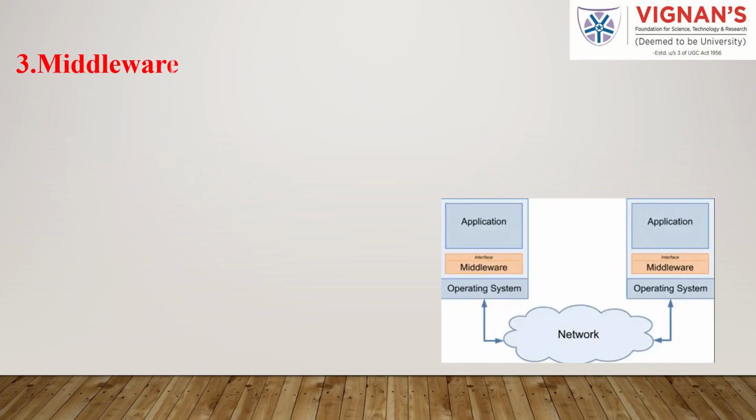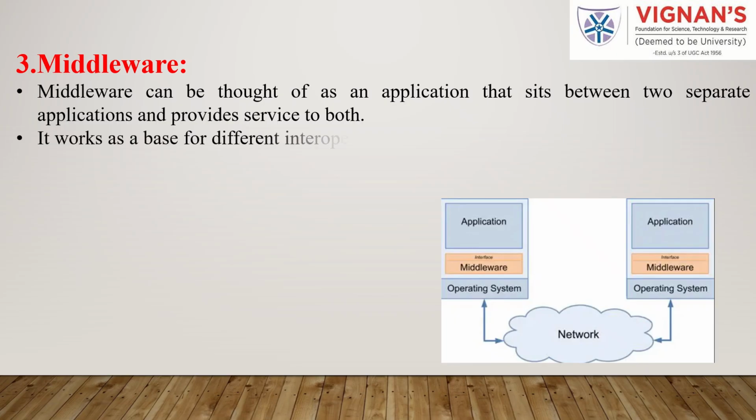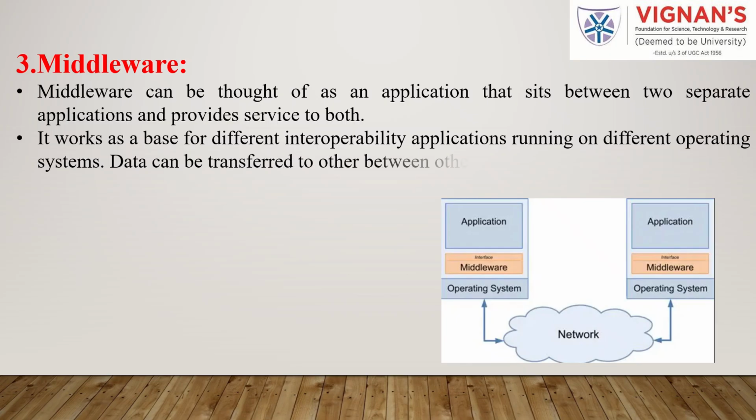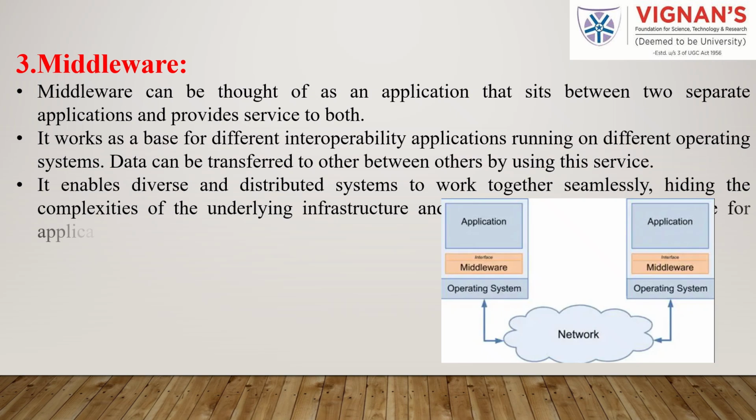Middleware. Middleware can be thought of as an application that sits between two separate applications and provides service to both. It works as a base for different interoperability applications running on different operating systems. Data can be transferred between them by using this service. It enables diverse and distributed systems to work together seamlessly, hiding the complexities of the underlying infrastructure and providing a consistent interface for applications.